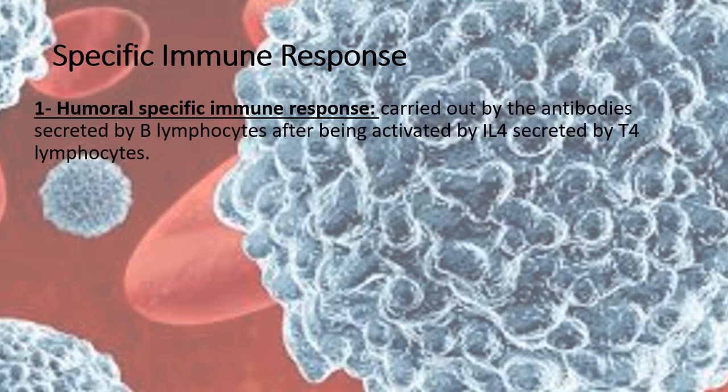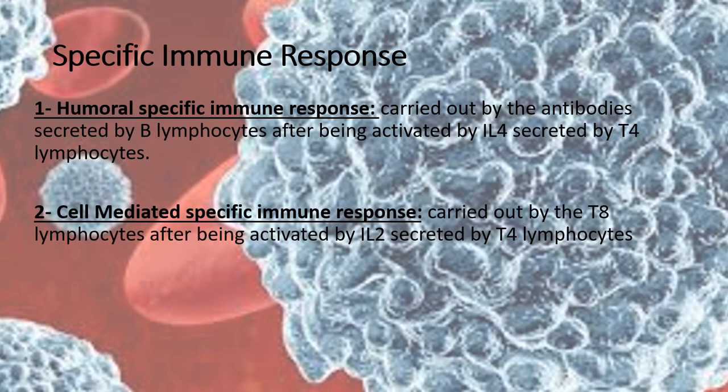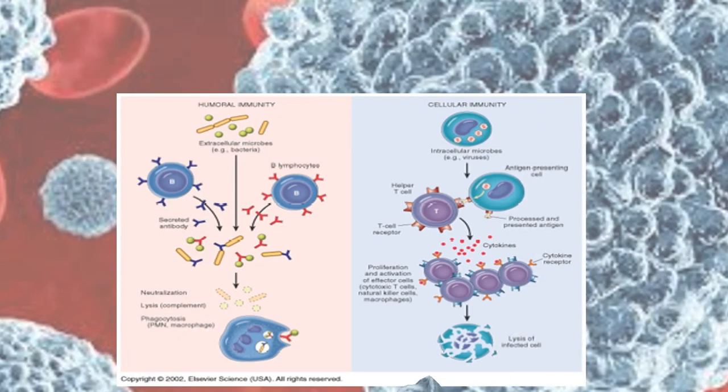Specific immune response, as we said, is humoral or cell-mediated. You're supposed to determine and distinguish between these two types. Humoral is the one carried out by the antibodies, which are secreted by the B lymphocytes after they are activated by the interleukins of type 4 that are secreted by the T4 lymphocytes. The cell-mediated specific immune response is carried out by the T8 lymphocytes, causing the lysis of the cell after being activated by interleukins of type 2, which are secreted by the T4 lymphocytes as well.